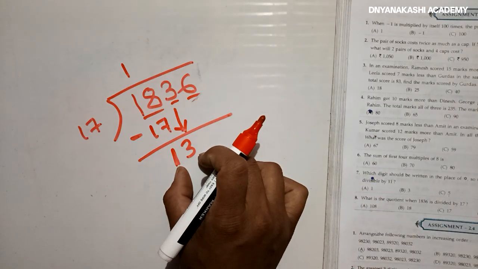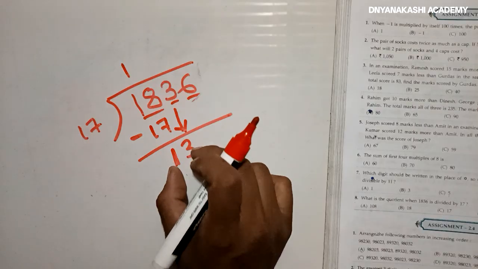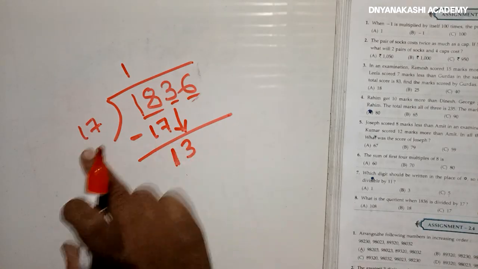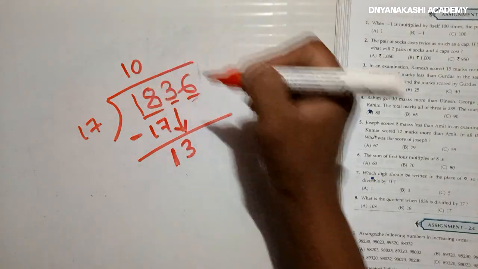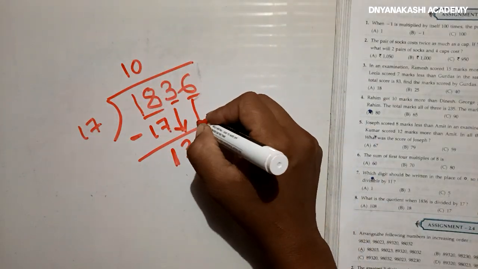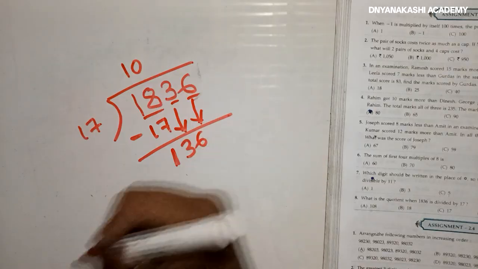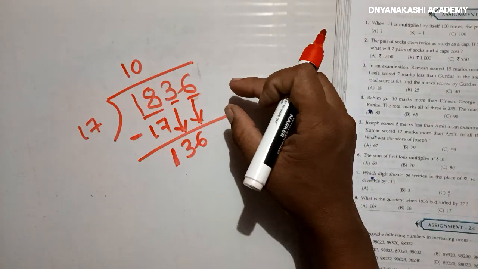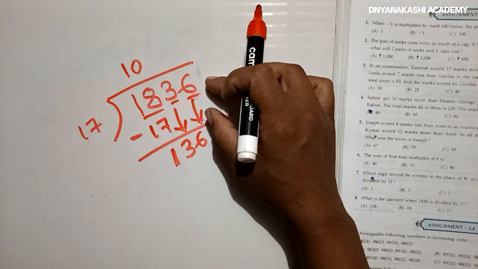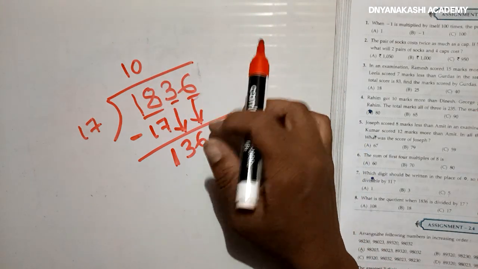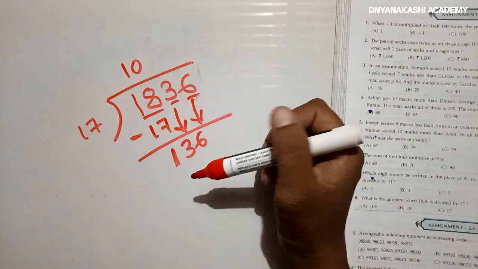13 is also non-divisible by 17. That's why I write a 0 here, and I take a 6 again, one times. Why do I write 0 here? At a time we take two numbers from downside, that's why I write the 0 here.